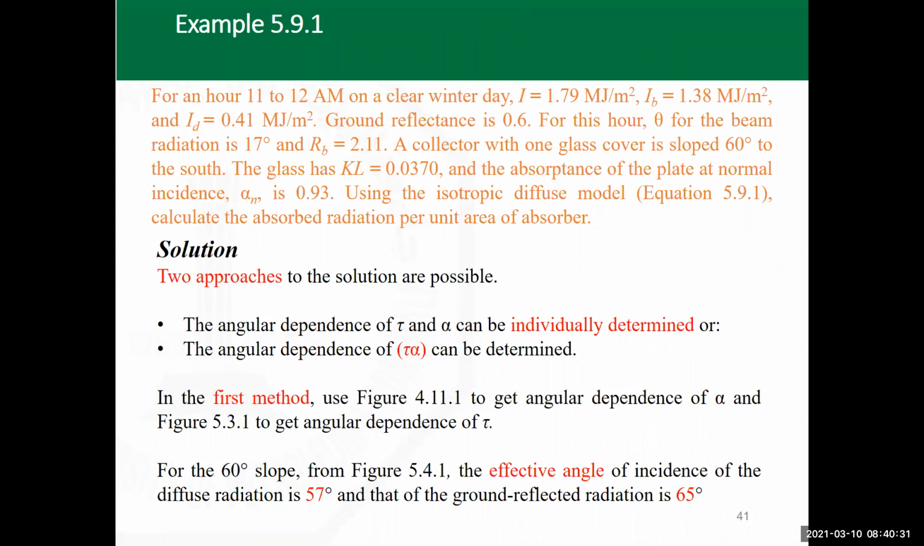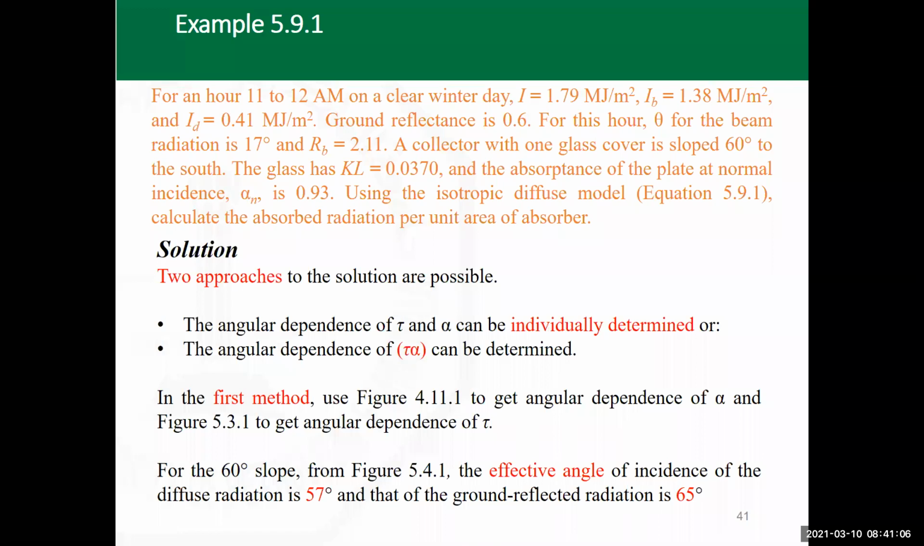Now, there are two approaches for solving this problem. The two approaches are for the determination of the quantity tau alpha. We can calculate the angular dependence of tau and alpha individually and then combine them together, or we can get the angular dependence of tau alpha right away. We are going to apply both and see how we can go through each of them. There's a standard procedure that we'll have to follow here.